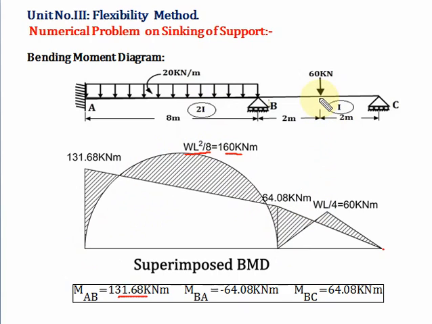Now in member BC, it is loaded by a point load of 60 kilonewton. So that point load is at a center, so value of free bending moment will be WL by 4. So W is 60, L is 4 upon 4, so we get the value 60. So this you have to join by a straight line. Okay, so here we are imposing the free bending moment on the fixed bending moment. So this diagram is the superimposed bending moment diagram.